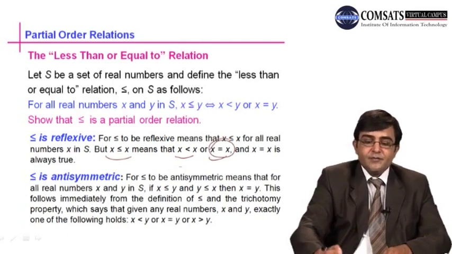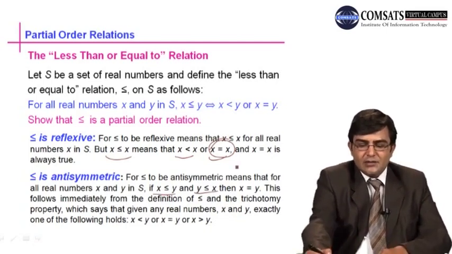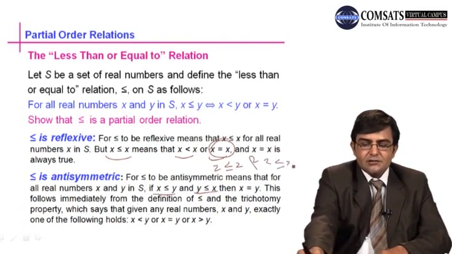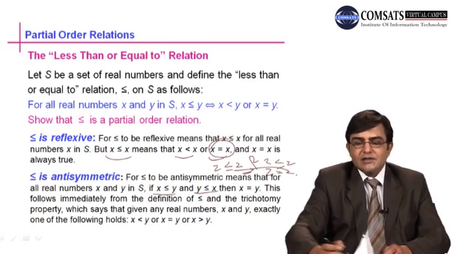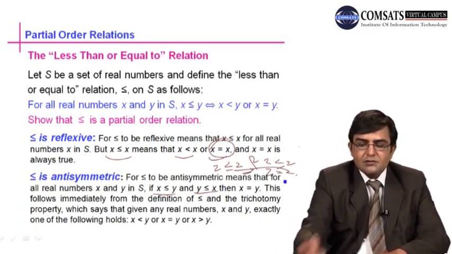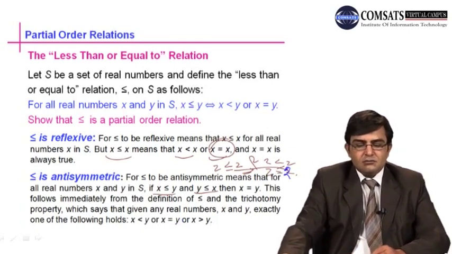Now the antisymmetric property. If x is less than or equal to y and y is less than or equal to x, this is only possible when, for example, 2 is less than or equal to 2 and 2 is less than or equal to 2. What does it mean? 2 is equal to 2. So we can say that this relation is antisymmetric.